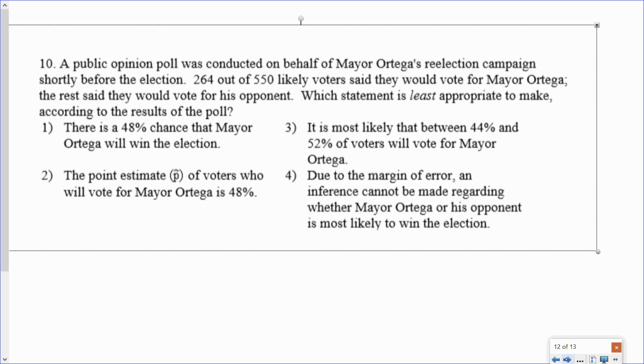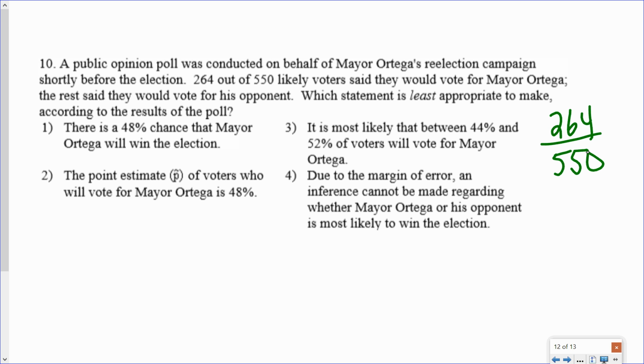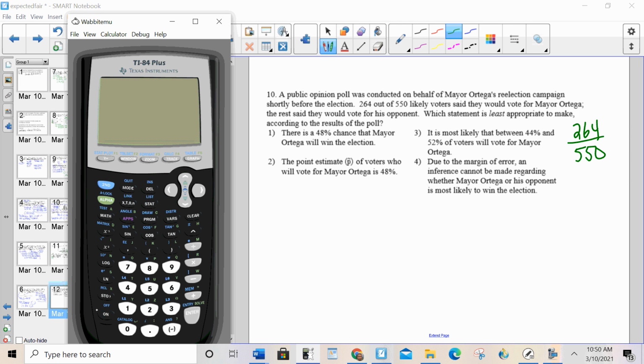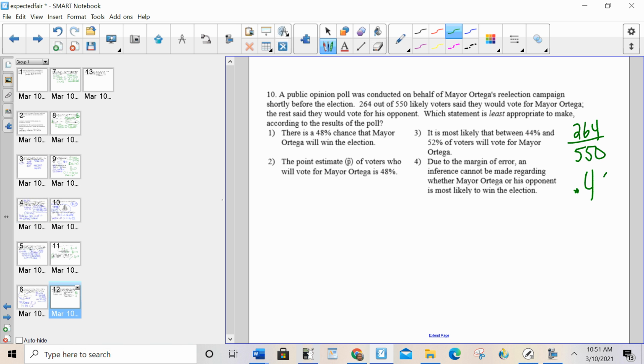A public opinion poll was conducted on behalf of Mayor Ortega's re-election campaign shortly before the election. 264 out of 550 likely voters said they would vote for him. So let's see what that is. 264 out of 550 is 0.48. So 48% of the people that were asked said they would vote for him. The rest said they would vote for his opponent.